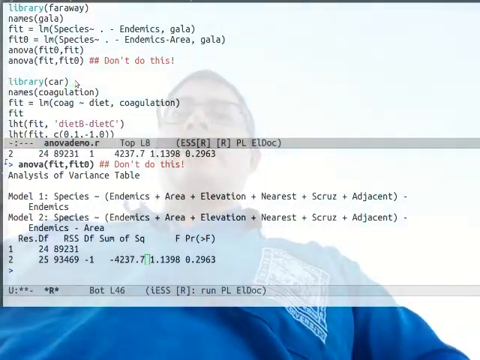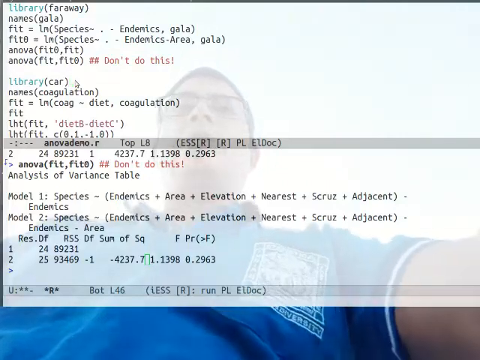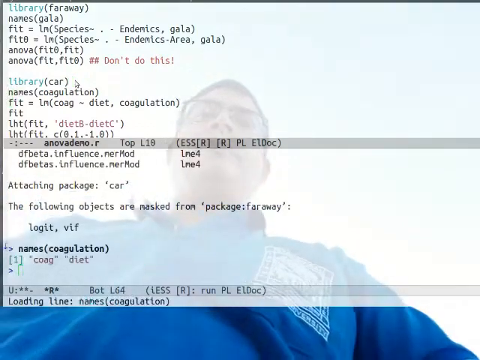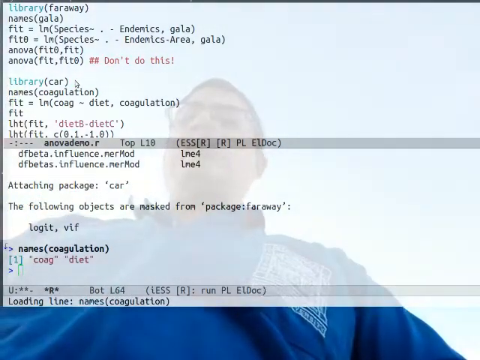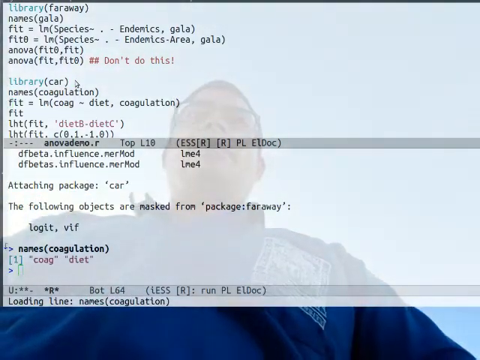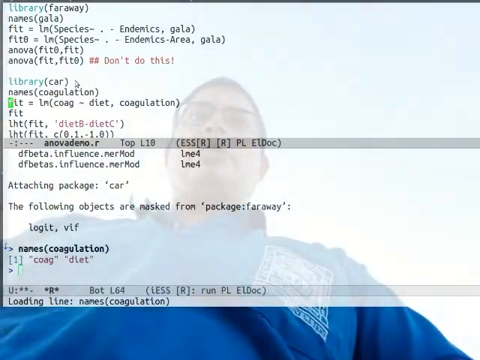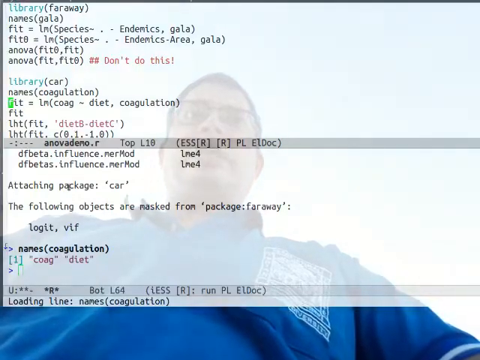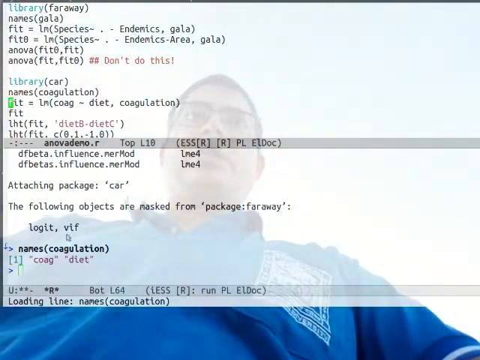You have to load another package, that's car. So I will do that, and I will use a different data set. This is also from the package faraway. It's called coagulation, and it has got two variables. The first one is a continuous one, that is the response, and the second one is diet.